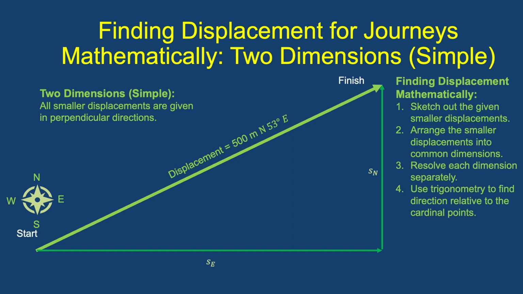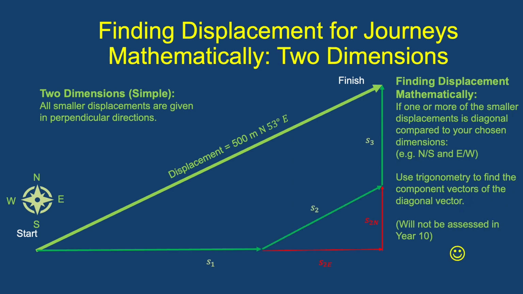So that's the example on how to do it simply. You can go through and read those instructions: sketch out the given smaller displacements, arrange the smaller displacements into common dimensions, resolve each dimension separately, use the trigonometry to find the direction relative to the cardinal points, use your Pythagoras to find the actual displacement magnitude. Finding displacement for journeys mathematically, 2 dimensions.